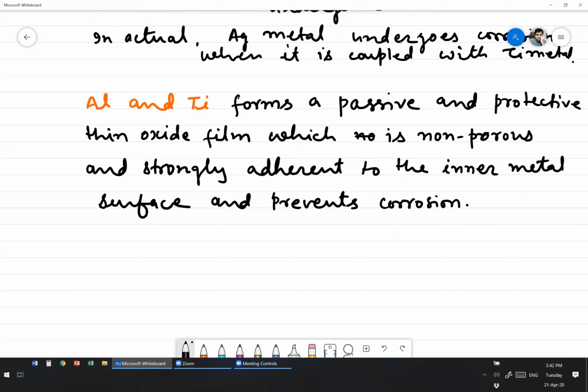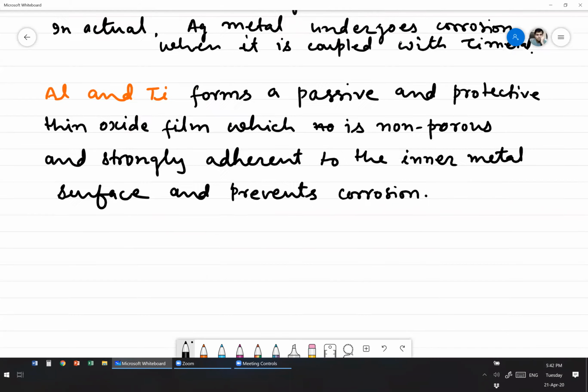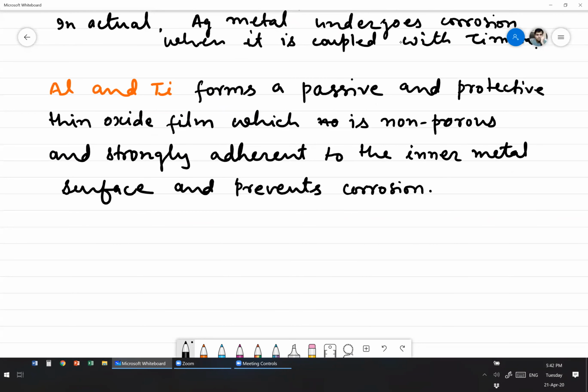Okay. So in this case you can see that these aluminum and titanium metals form an oxide film which is non-porous and acts as a protecting coating and prevents further corrosion. So you can see that the electrochemical series is actually not able to identify the corrosion nature of all the metals in a proper way. Because of this reason, a new series was developed that is called the galvanic series. All right, so what is this galvanic series?